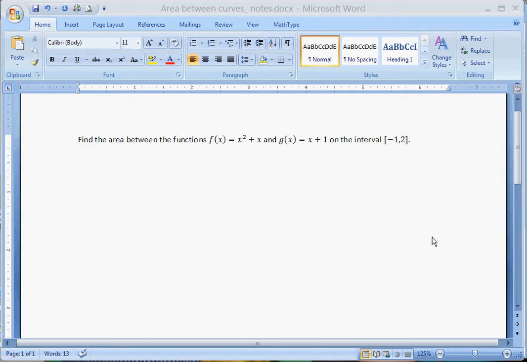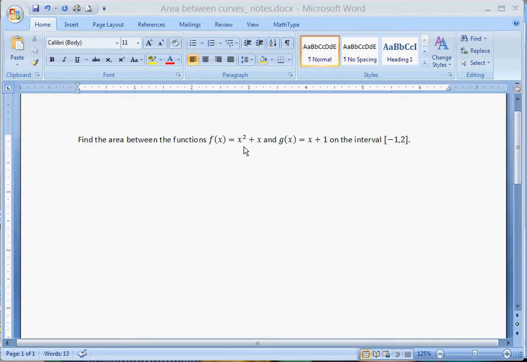Time to find the area between two curves. We are going to find the area between the functions f of x equals x squared plus x and g of x equals x plus 1 on the interval -1 to 2. I think this is a good practice problem to practice integrating polynomials and also thinking about how area relates to integrals.